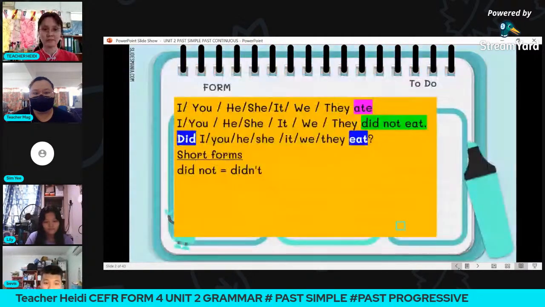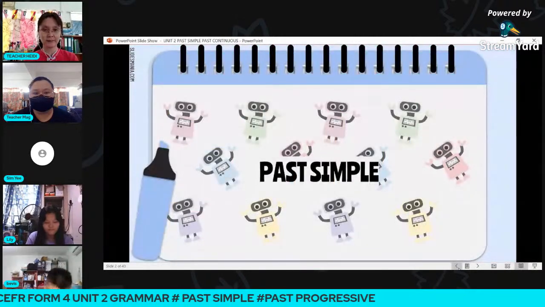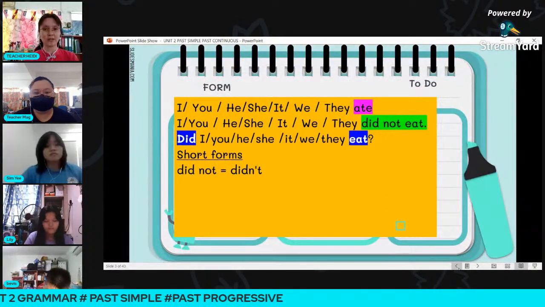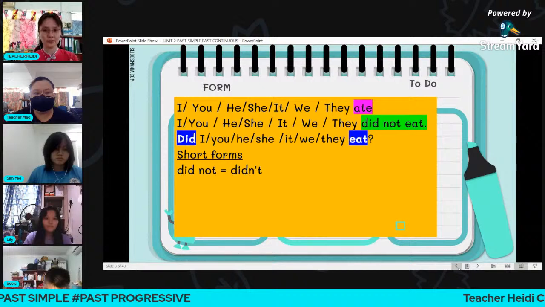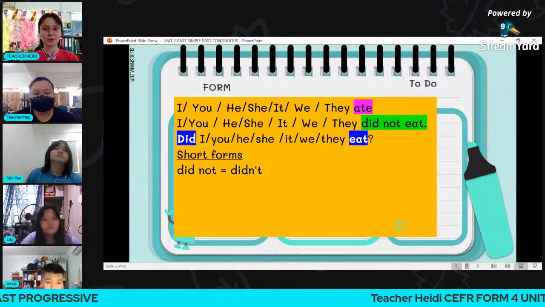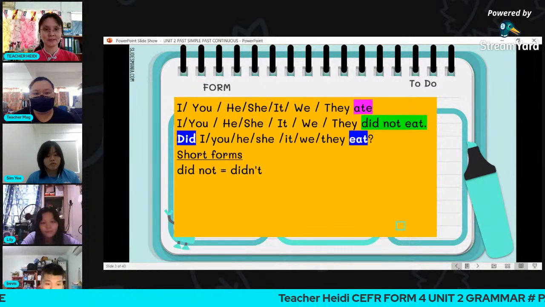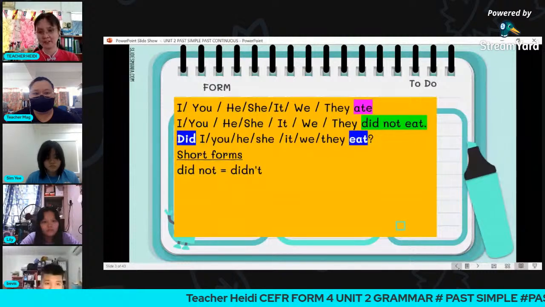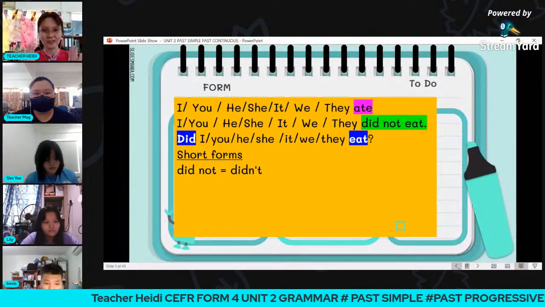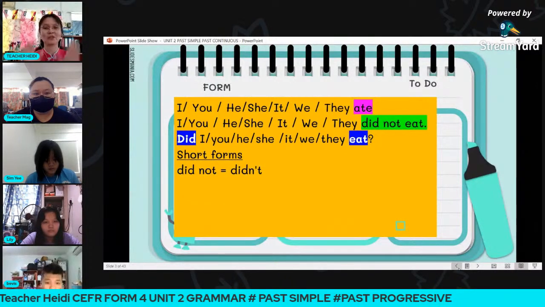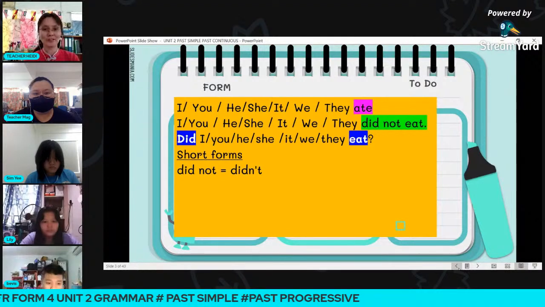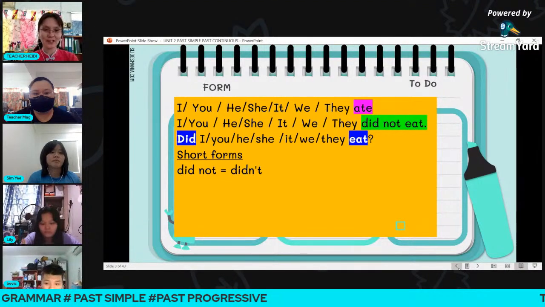So we started with this one, past simple. And the teacher would like to highlight the usage again. For those who are still very blur about all these tenses, maybe you can take time to look at it, and then later absorb what you need to know. Can I have Paris? Can you read for the teacher?